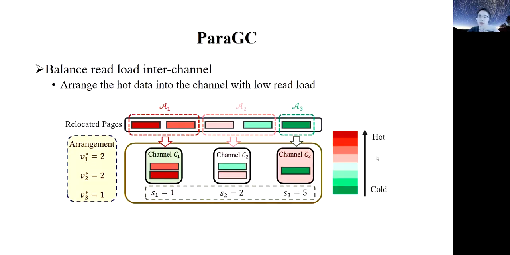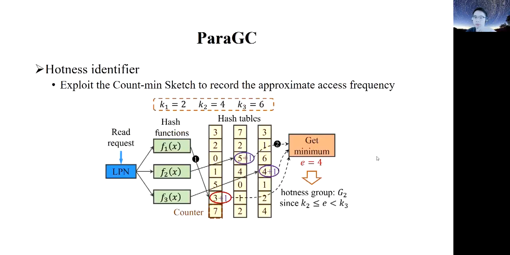On the basis of determining the distribution scheme, we further propose to balance the read load in each channel. We analyze the access frequency of the relocated page and then write the more frequently accessed data to the channel with the lower read load to balance the read load between the channels as much as possible. In this figure, channel 1 has the lowest read load, so we will locate the A1, the most frequently accessed page, to this channel.